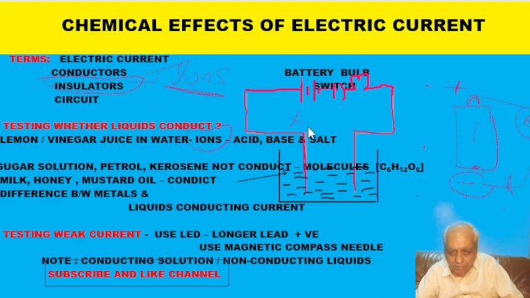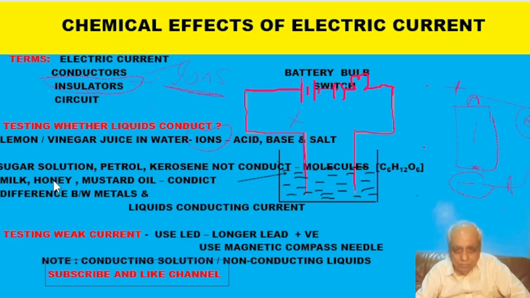Is it all right? Now, instead of this solution, if I take sugar solution, petrol, kerosene, I will find that they don't conduct, because sugar is made up of molecules of C6H12O6. Petrol and kerosene, you will learn, do not form ions. So any substance which does not form ions will not conduct. Okay. Now milk and honey conduct because they contain some substances which are made up of ions. So they conduct electricity.